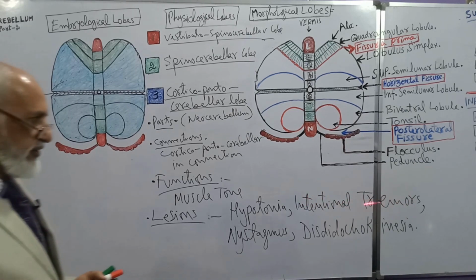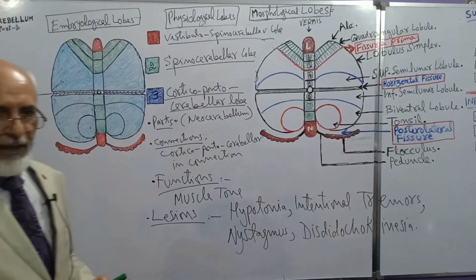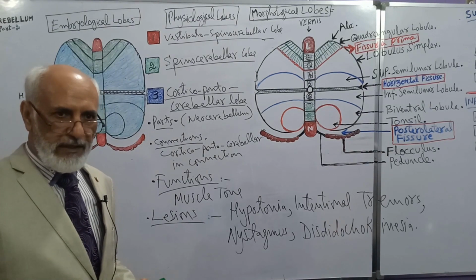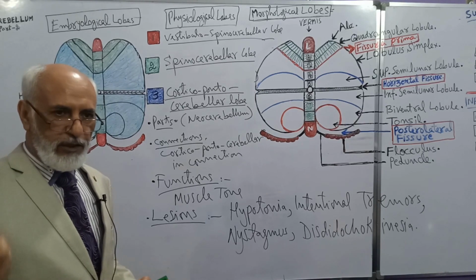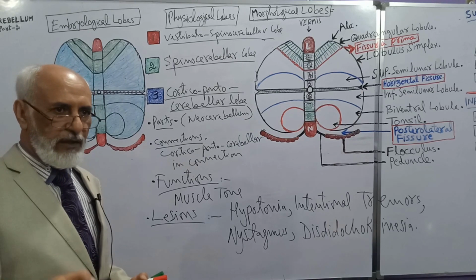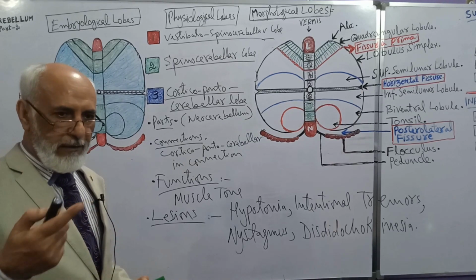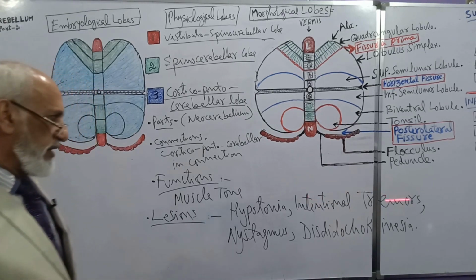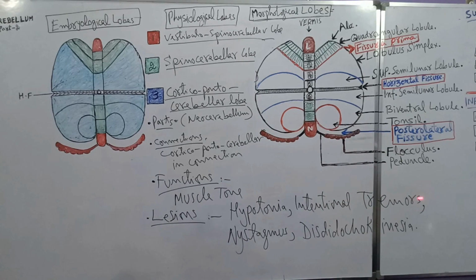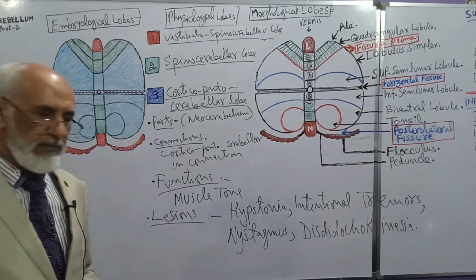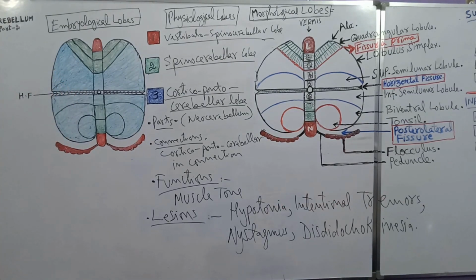Intentional tremors are the characteristic of cerebellar lesion. And tremors at rest occur in Parkinsonism when there is a lesion to the basal ganglion. In Parkinsonism, all the time the tremors are present, whether the patient is sitting, lying down, or performing some work. But in cerebellar lesion, there are intentional tremors. When the patient is at rest, there will be no tremors, but whenever he performs some activity, then tremors start. Such tremors are called intentional tremors.